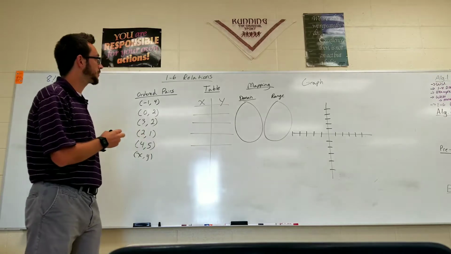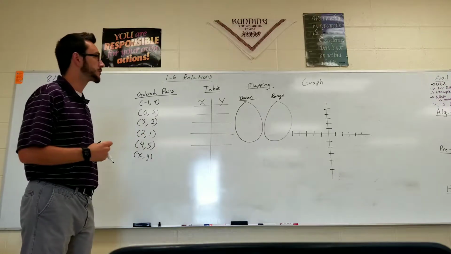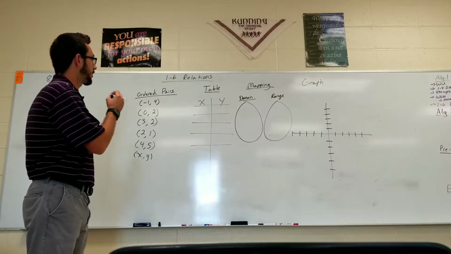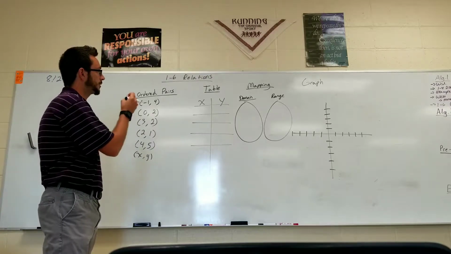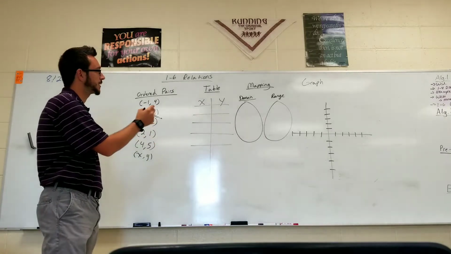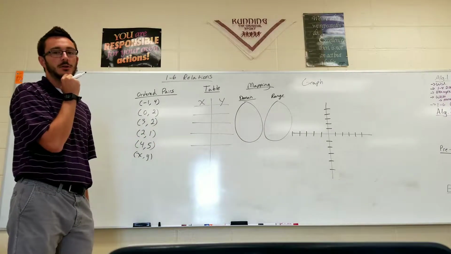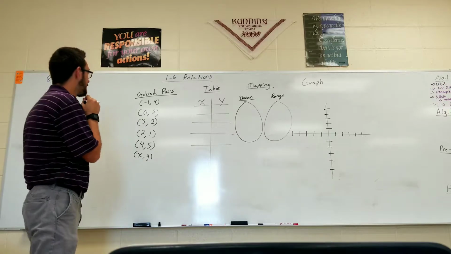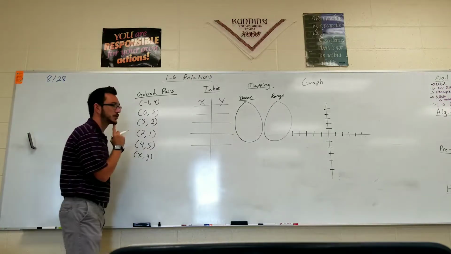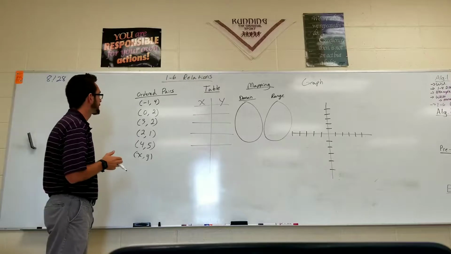And then we also wanted to think about how to show these relations. So I'm going to show you how I would put these into a table, into a domain and range map, and then how I would graph them, and how they all represent the same thing. So just different ways that could be beneficial given the scenario.